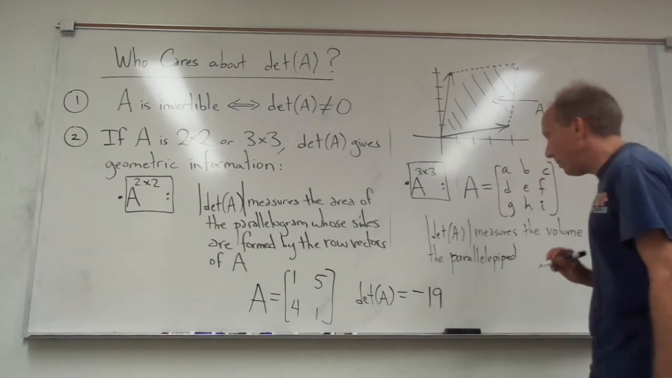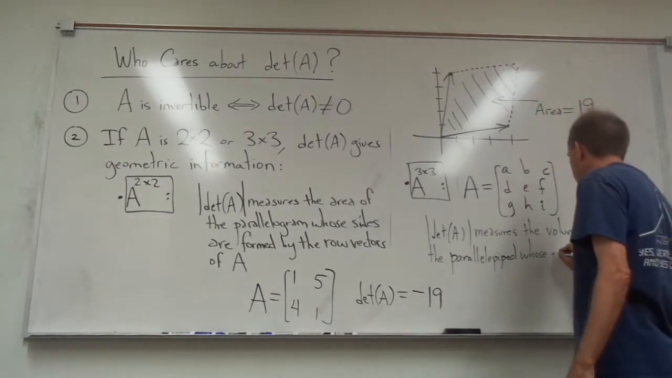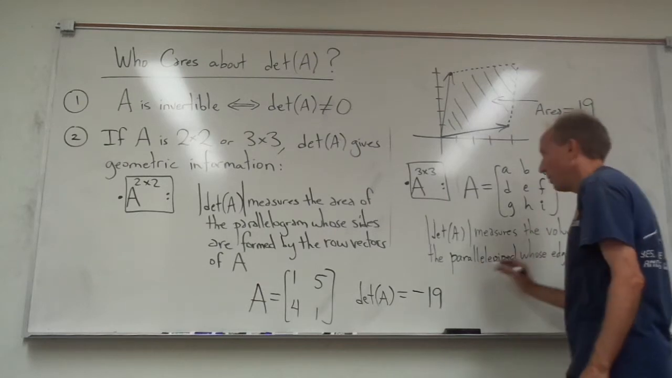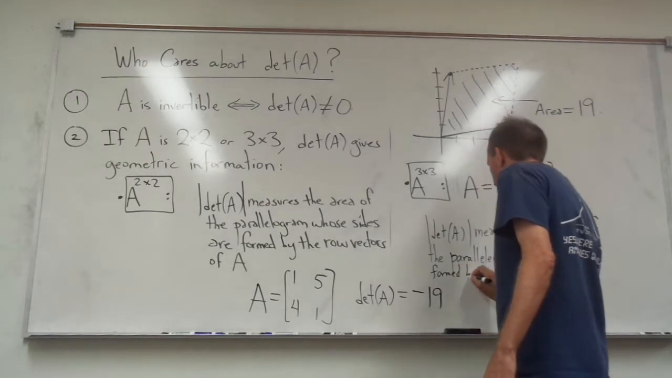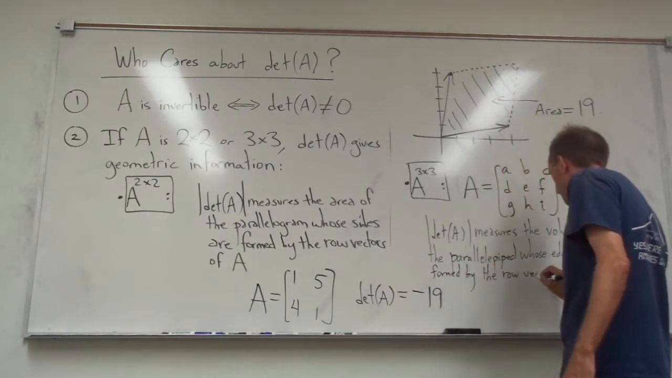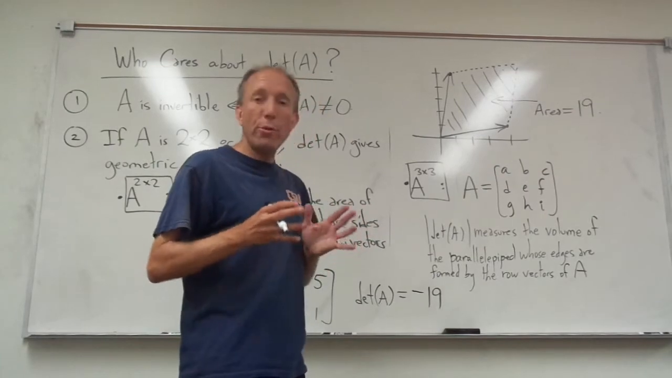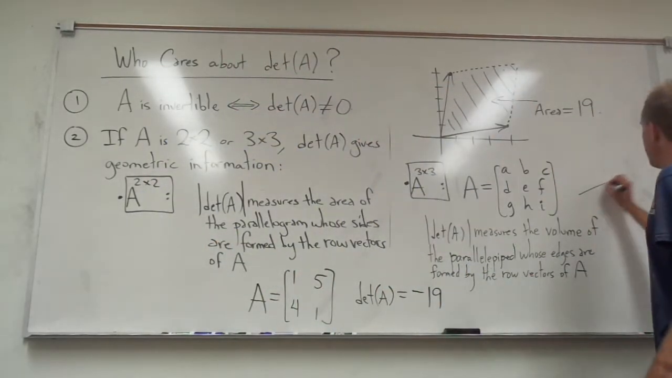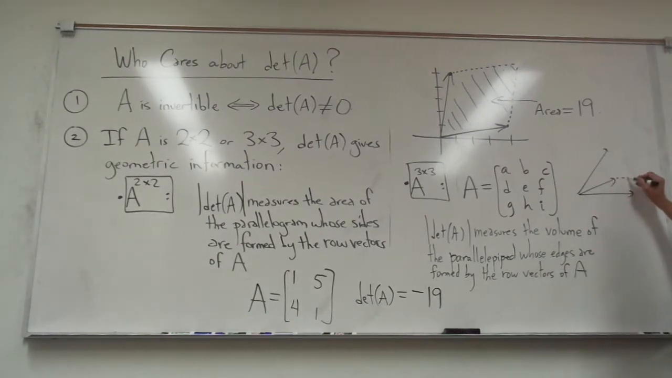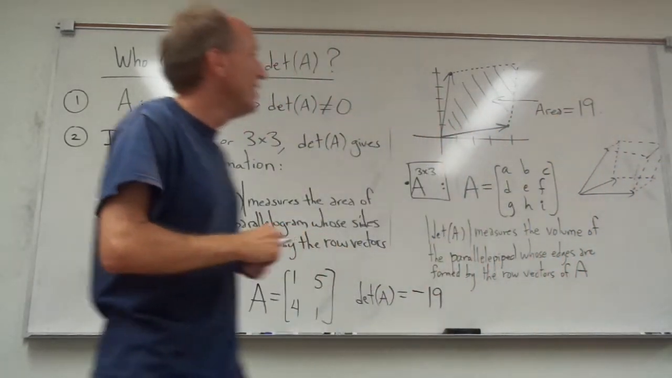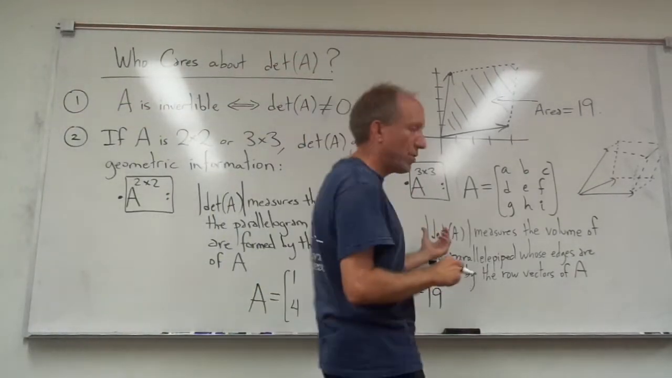Parallelepiped, whose sides or whose edges are formed by the row vectors of A. So you see, you have 3 rows to the matrix. That's going to give you 3 vectors in 3-dimensional space. So you might have a vector here, here, and here, right? And you can then extend. These dotted lines are showing how you can extend the picture and get basically a box. It's just a slanted parallelepiped right there. So that volume is measured by this determinant.